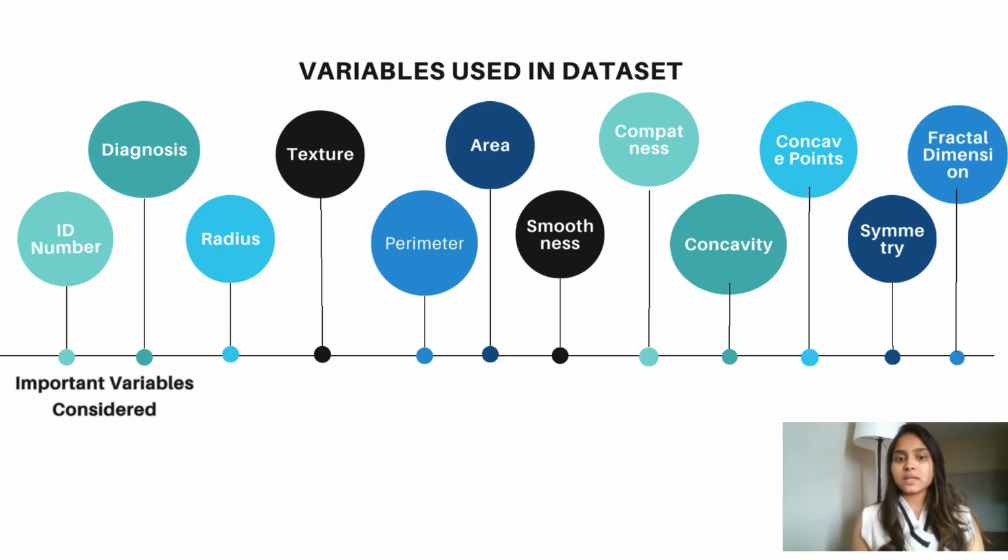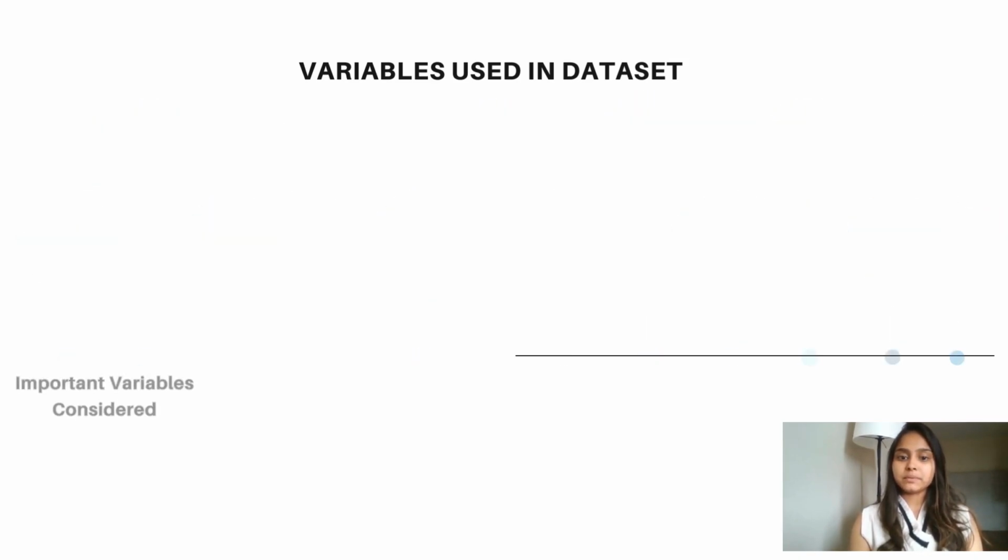Concavity describes the extent of concave parts of the tumor boundary, and we have concave points, which is the number of concave segments. Next is symmetry, which describes how symmetric the tumor is. And there is fractal dimension, a statistical measure of complexity in tumor shape.